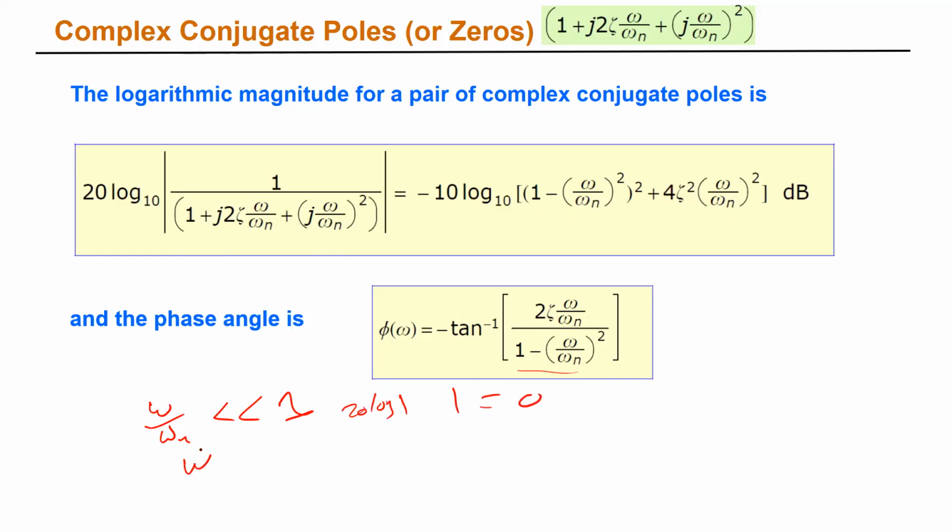How about omega over omega n much greater than 1? This is the approximation. We will use it in plotting.